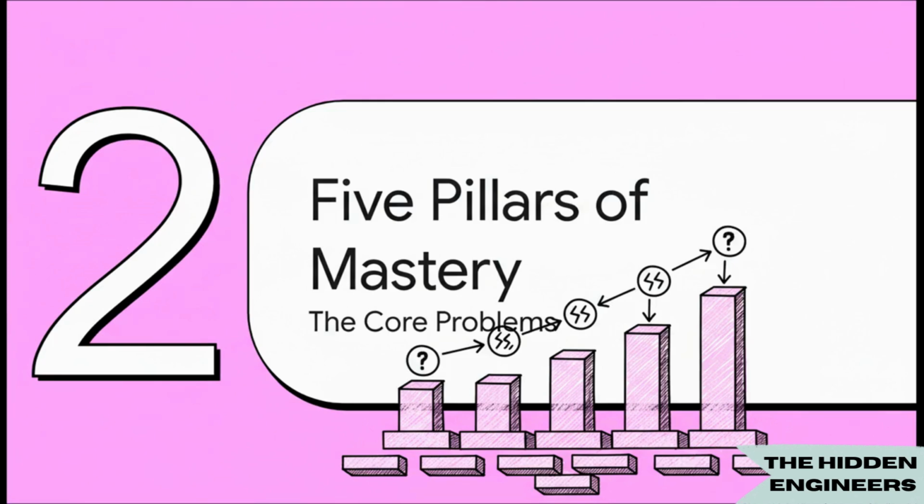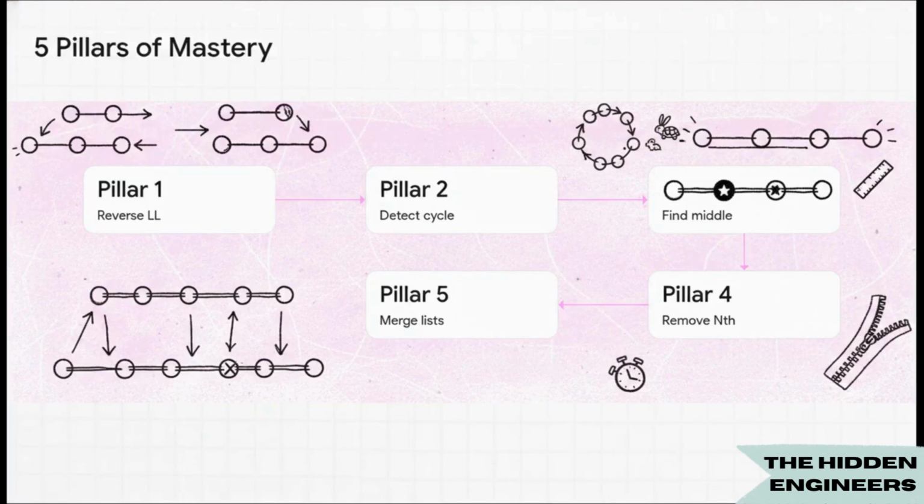Think of these as the absolute must-know problems that are going to build the entire foundation for you. Okay, here we go. We've got mastering the reversal, detecting a cycle, finding the middle, removing the nth node, and merging sorted lists. Each one of these isn't just a random problem. It teaches you a critical pattern.